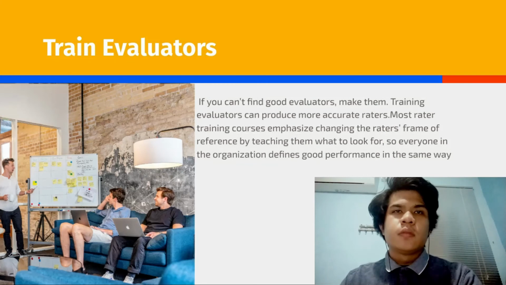Train evaluators. If you can't find good evaluators, training evaluators can produce more accurate raters. Most rater training courses emphasize changing the rater's frame of reference by teaching them what to look for, so everyone in the organization defines good performance in the same way.